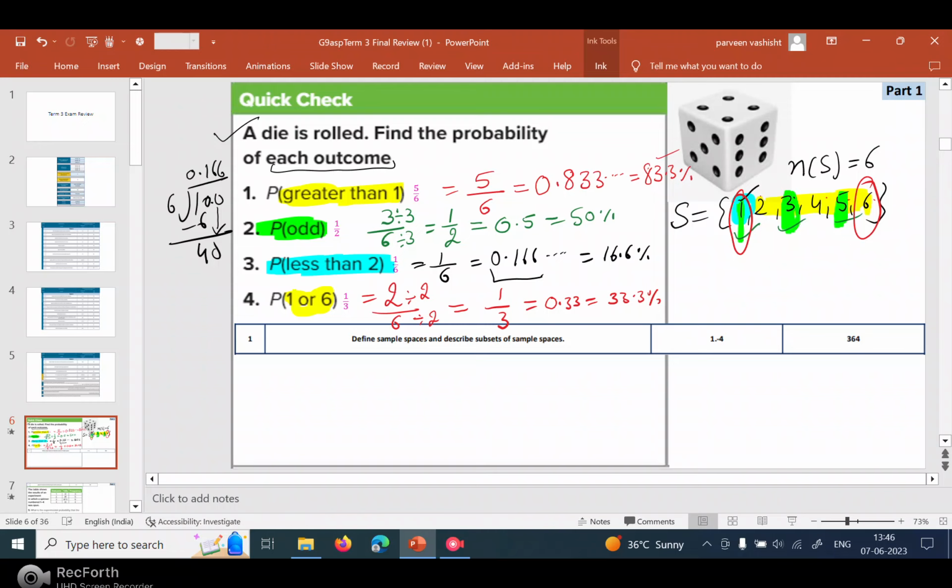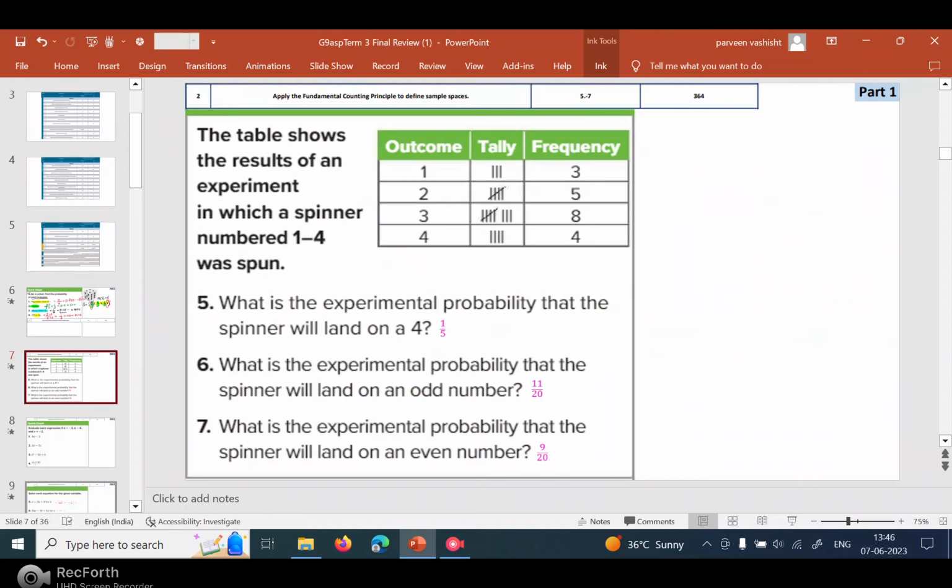So you have to choose the correct answer. If they have given the answer in percentage, you can find the percentage. If they have given the answer in decimal, you can find the decimal. Or if they have given you the answer in fraction form, take care of this thing. Fractional form should be the simplest form.